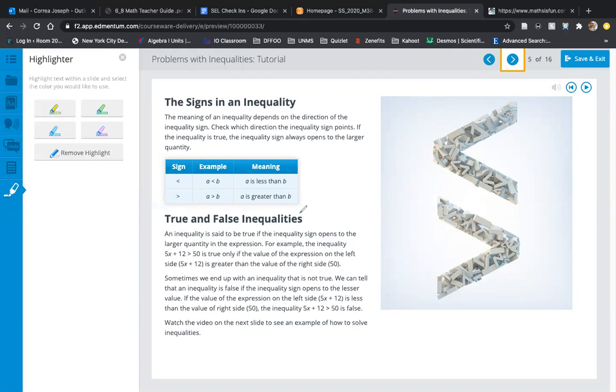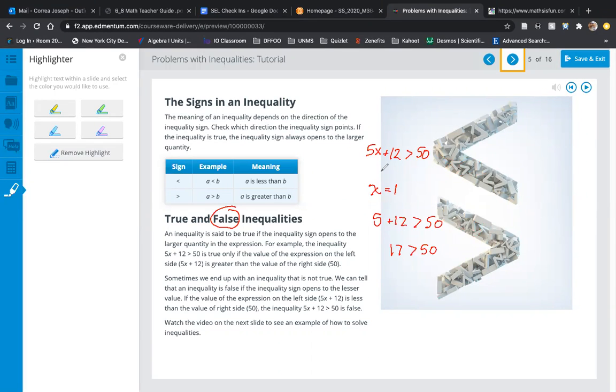So if I were to pick a smaller number, let's say I picked a number like x equals 1, again, the inequality was 5x plus 12 is greater than 50. I'll do this one a little bit faster. So if x is equal to 1, this is really just going to simplify down to 5 plus 12, which is definitely not bigger than 50, because now this open end, the mouth, is facing the smaller number. So this here would be an example. I would say, okay, the inequality is false here if x is equal to 1.